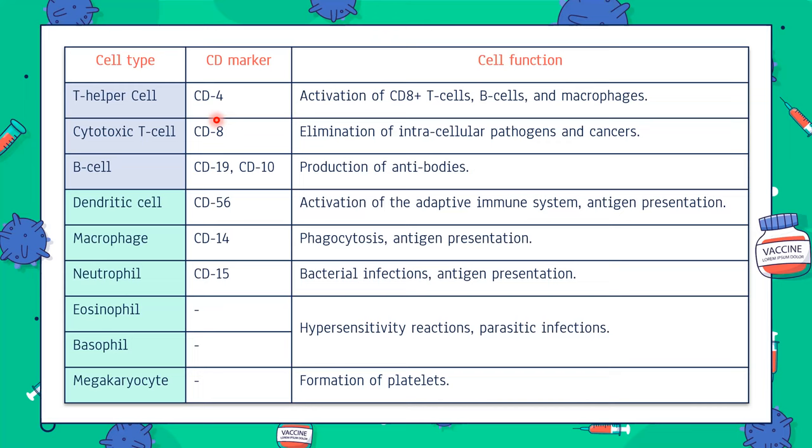So the brother is the cytotoxic T cell, which is CD8 positive, our 8-year-old, who has super buff biceps and he tries to fight everything and he tries to eliminate intracellular pathogens and cancers. Given that we know who this is, who's the babysitter? Now, babysitter, change the S to a C, and we get B cell. Now, our B cell, I told you, is about 19 to 20 years old.